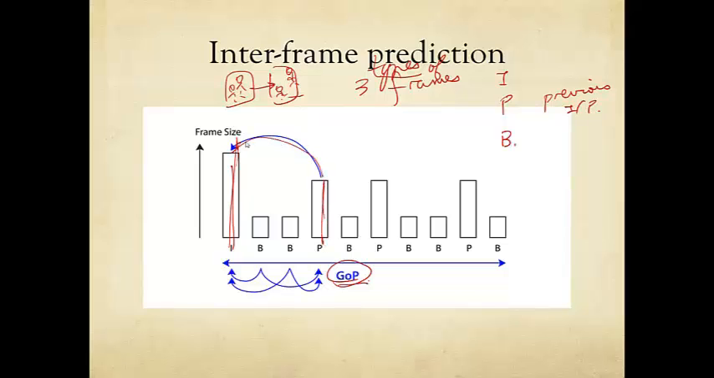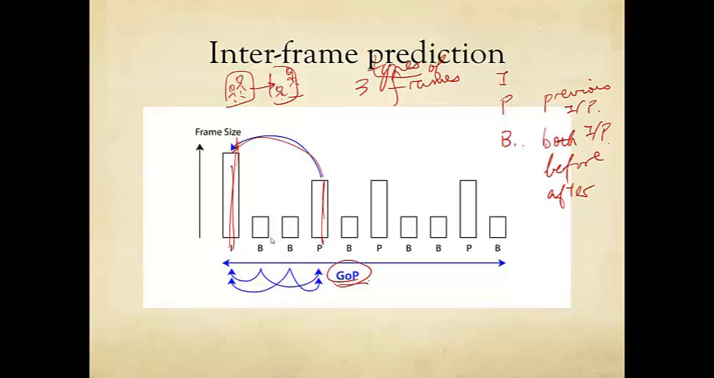And then a B frame is called bidirectionally predictive coded, and this is the type of frame that depends on both the I or P frames before and after it.